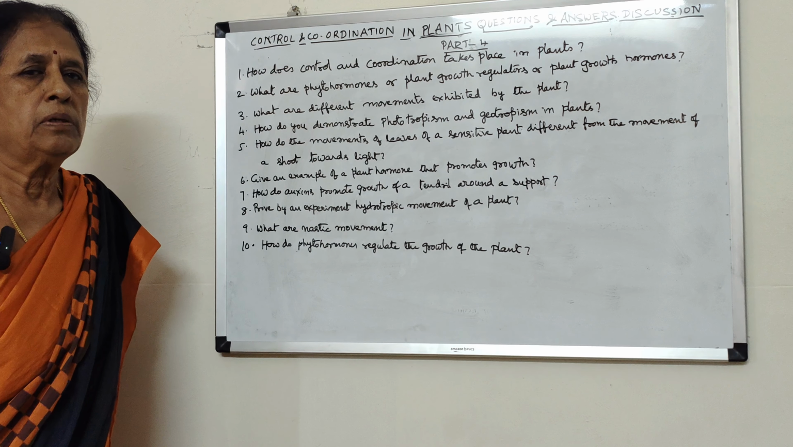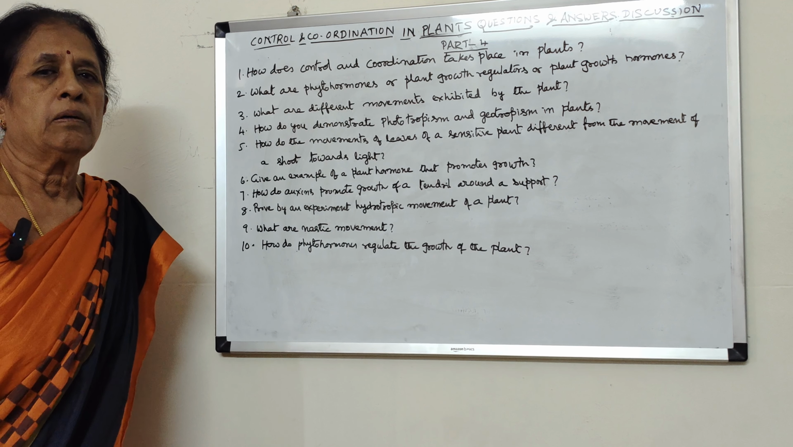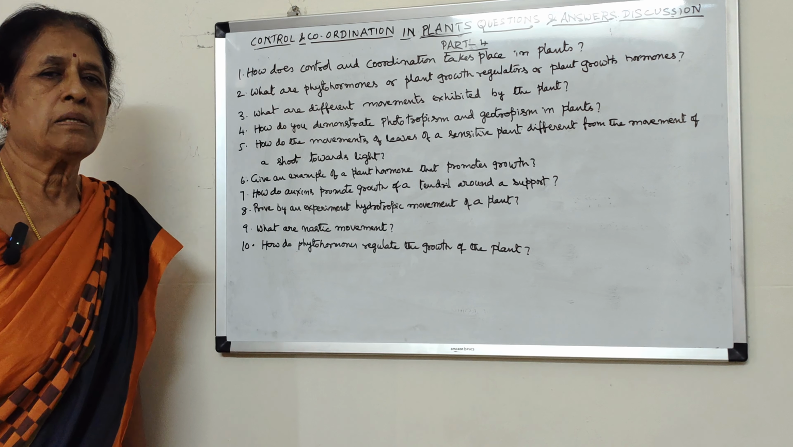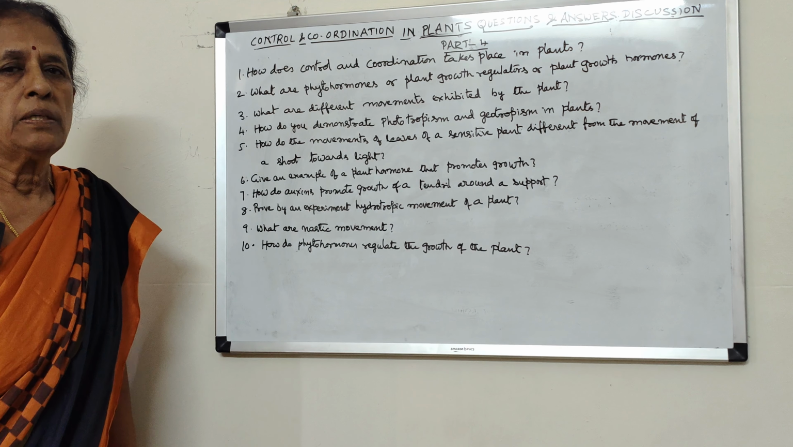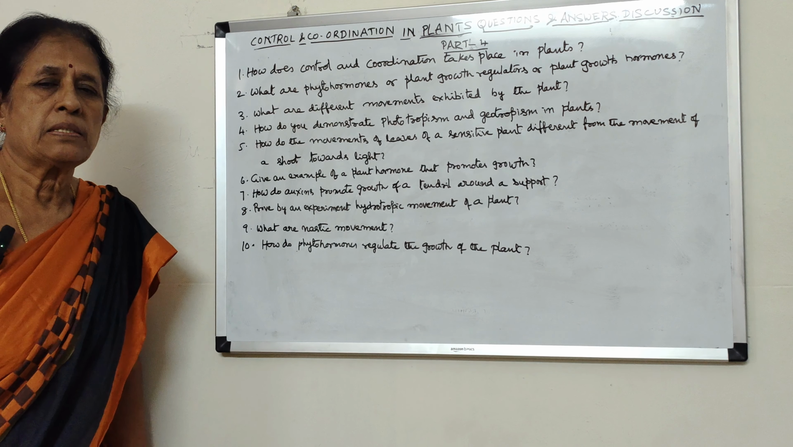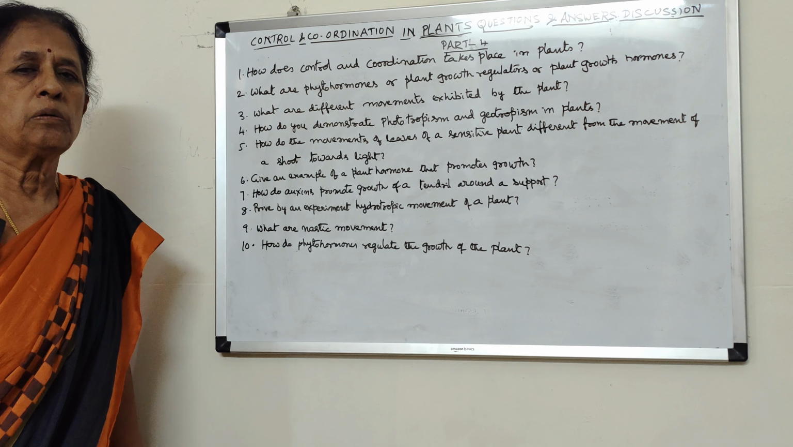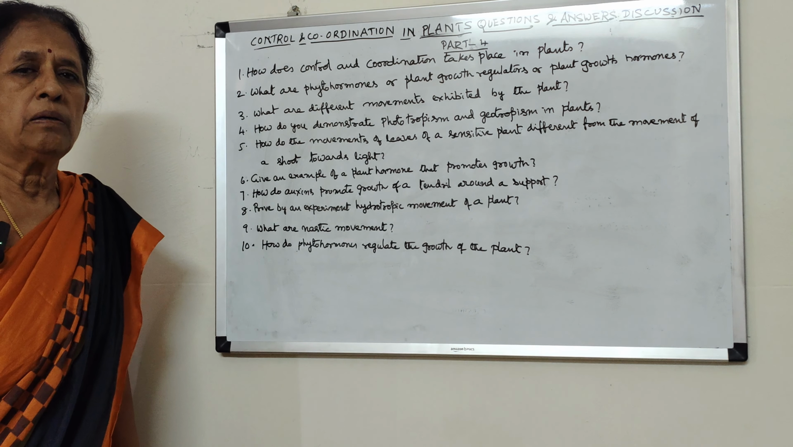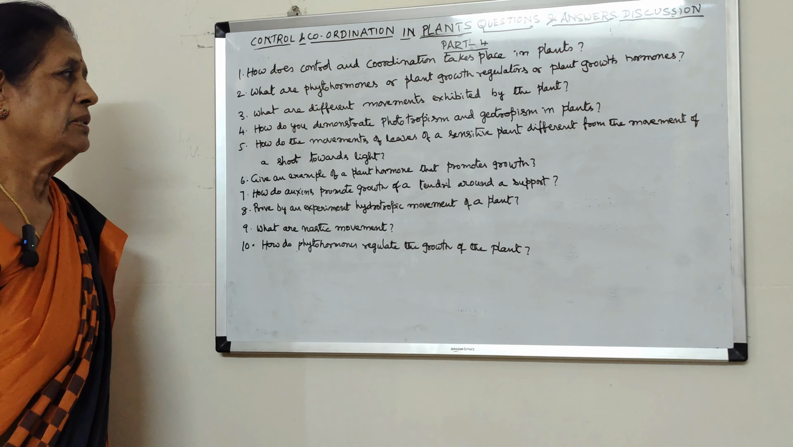What is the effect of auxins? Auxins help in growth of the plant by the elongation of the cells. Gibberellins help in stem growth. Cytokinins initiate cell division. Abscisic acid inhibits elongated growth of the stem. And ethylene helps in the ripening of fruits. That is how you have to answer.